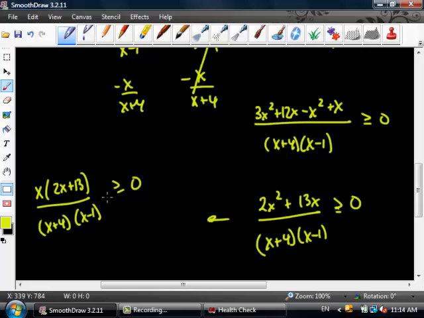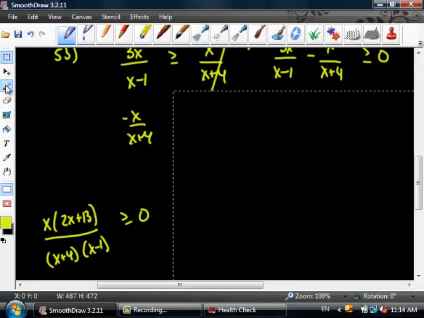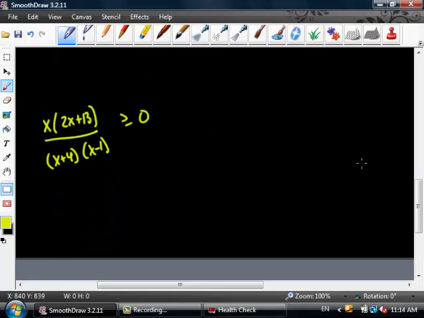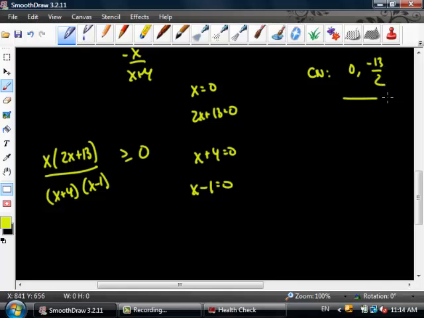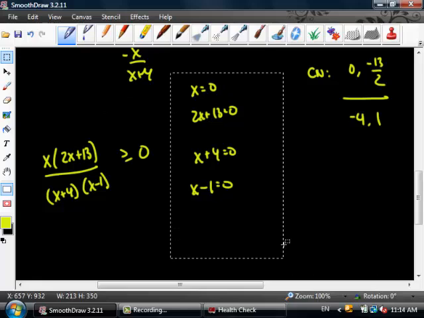equal to 0. Now, in order to find critical numbers, what you do is you set each individual piece equal to 0. So, Soph, here comes your question again. I'm going to set every piece here equal to 0. So x equals 0, 2x plus 13 equals 0, x plus 4 equals 0, x minus 1 equals 0. So my critical numbers up top are going to be 0, comma, negative 13 over 2. My critical numbers on bottom are going to be negative 4 and 1.